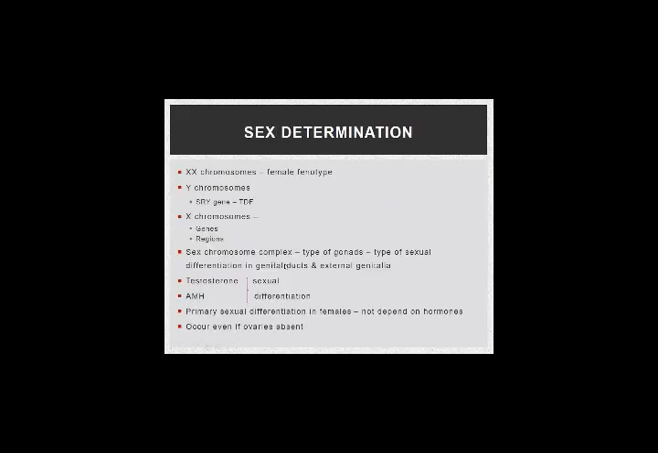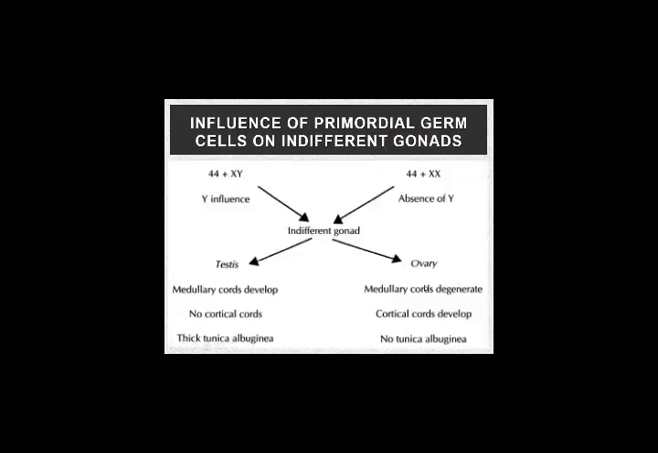अब females में क्या होता है? Females में medullary cords जो है ये degenerate कर जाते हैं, cortical cords proliferate कर जाते हैं and there is no tunica albuginea. Males में हमने कहा था medullary cords develop करते हैं, cortical cords degenerate कर देते हैं, there is a thick tunica albuginea. So this is the difference, and the main difference comes from the influence of Y chromosome. That is testis determining factor.